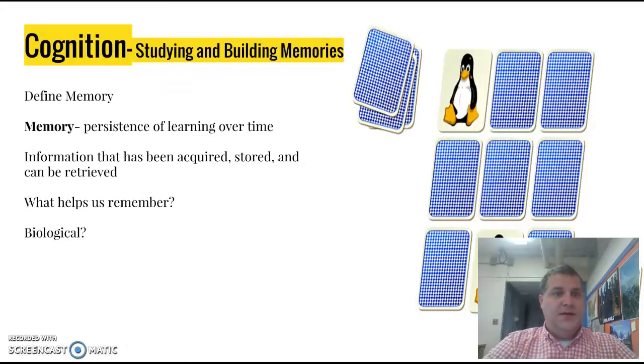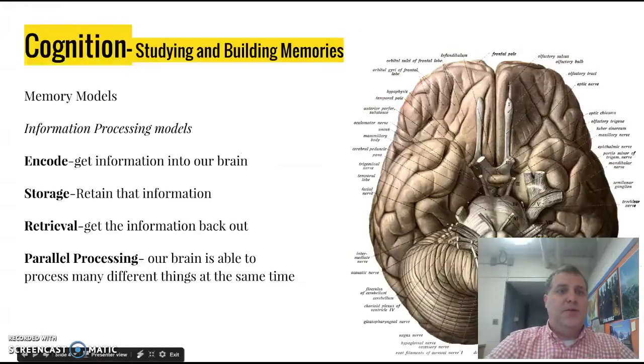Memory is information that has been acquired, stored, and can be retrieved. So if you can't retrieve it, is it technically a memory? What I want you guys to think about while you go over this are some ways that help you remember, and how memory is also connected to biological aspects as well, and not just technically cognition. We have some different memory models, so we're going to look at the processing model.